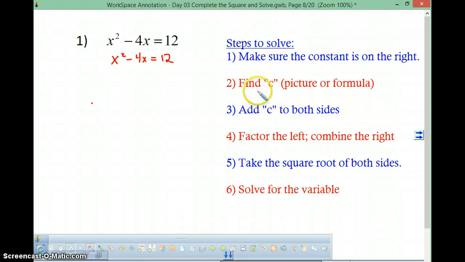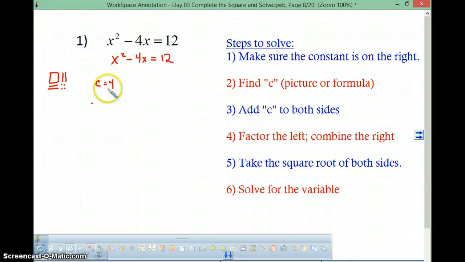Okay. Second step, find C. You can either use a picture or you can use the formula. You could take half of B and then square it, but I like to use the picture. We're just taking the left-hand side and we're going to turn it into a perfect square trinomial. This is my x squared. I put half of my x's on this side and half of my x's on this side. How many dots do I need to be able to complete the square? I need 4. So C equals 4.